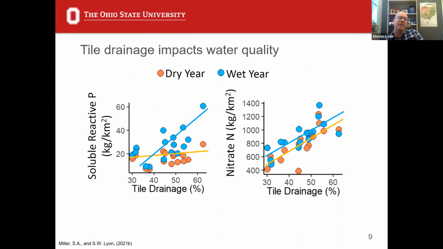Counter to that, if we look at the soluble reactive phosphorus response over here on the left-hand side of this image, we can see that as we increase the drainage percentage, we get a different response whether the systems are dry, these orange dots again, or wet. So in a wet year, we see a strong relationship between the loading of reactive phosphorus relative to that drainage. In a dry year, we see a more flat response. So again, we get a variable response in our loading depending on wet or dry conditions for phosphorus.